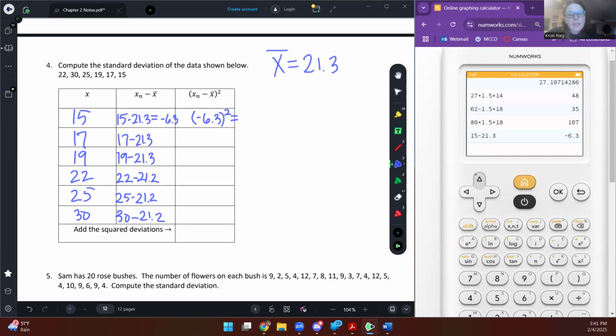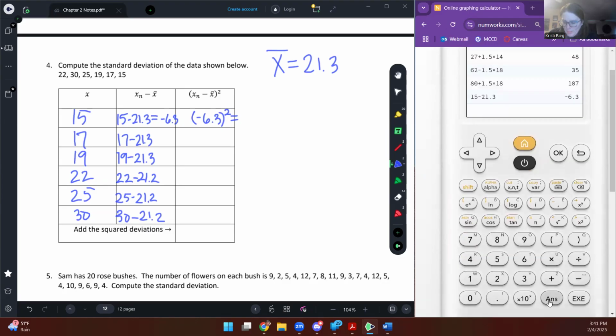And when you square a negative, it's a positive answer. So instead of having to worry about the negative, let me see what happens if I hit answer squared. It should give me a positive value, and it does, 39.69. Do you see how it said answer, but now it's in parentheses? You could type that in parentheses yourself, or you could just hit that answer button.